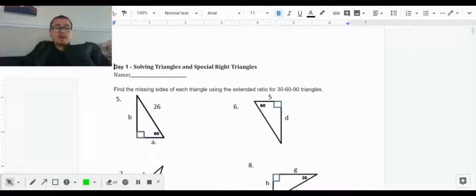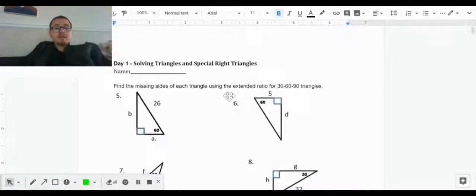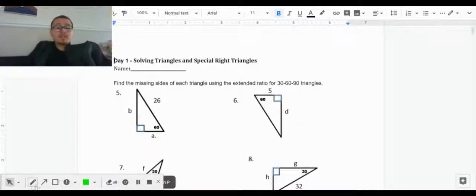All right, so we just went through the notes. Now let's go through this. So this is using your extended ratios on your 30-60-90s. These are your special right triangles. For the special right triangles, you've got to remember what each of the side lengths are.